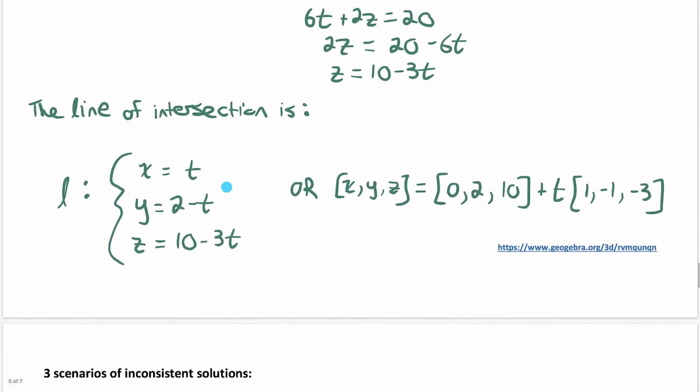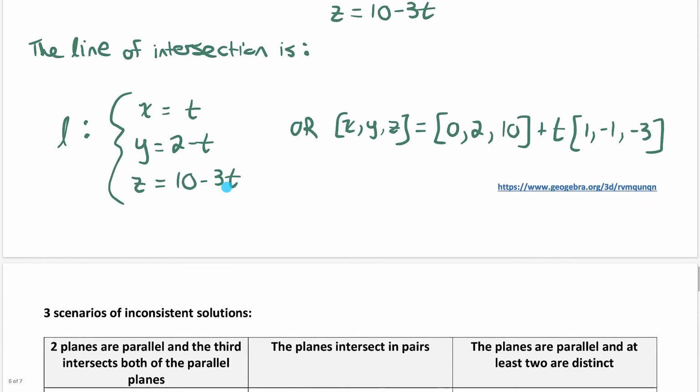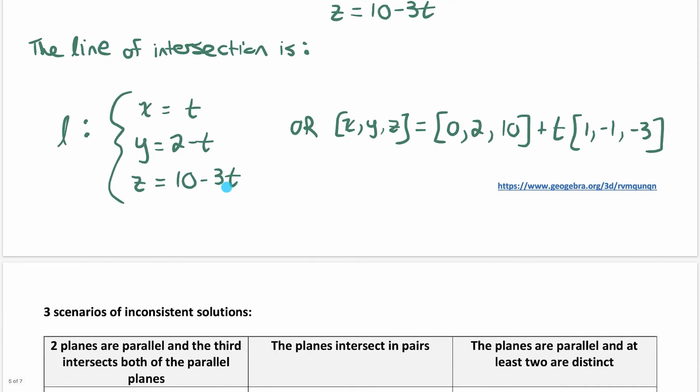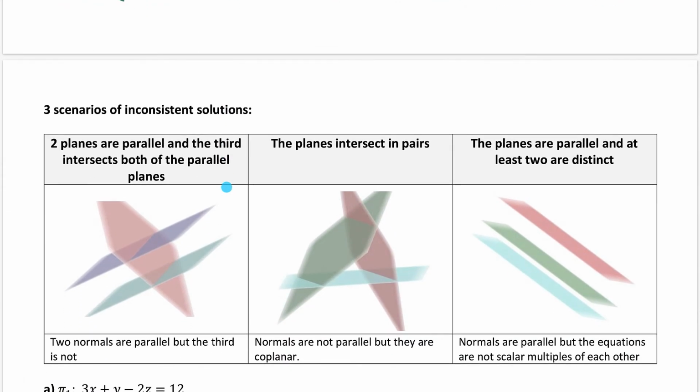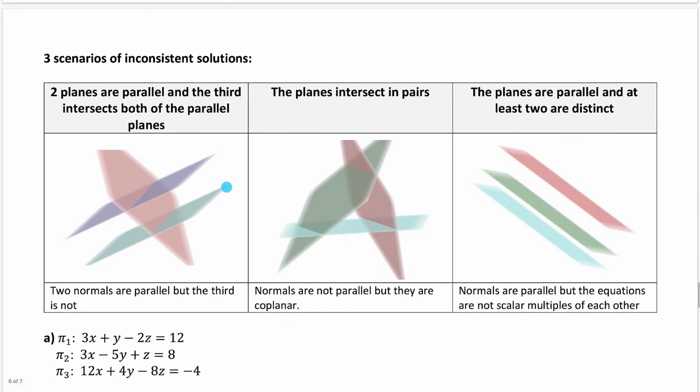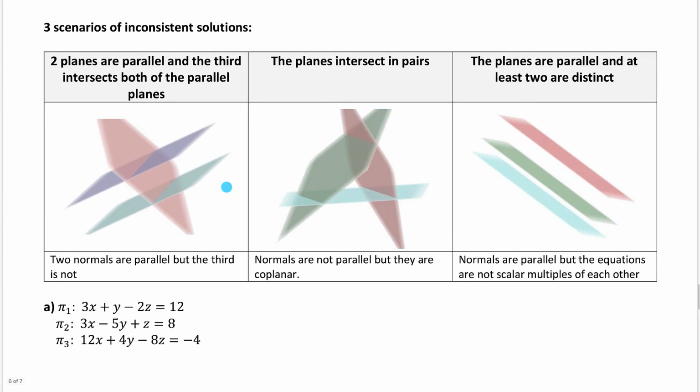Let's now look at what's going to happen if we don't have a consistent solution for all three planes. I have a diagram of a few things that could happen. There are more scenarios, but these are some common ones you may run into. We could have a pair of planes in our system that are parallel. Notice that the purple plane and the blue plane here are parallel. And how can we know that from the equations that they're parallel?